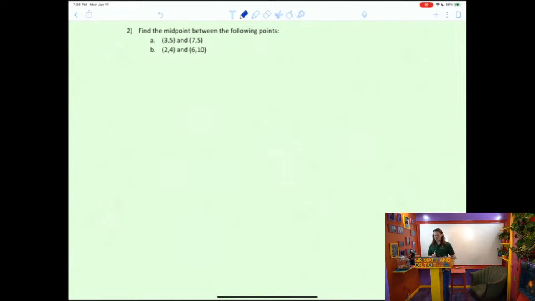Otherwise, let's look at question number 2. Here I'd like you to find the midpoint between the following points. A is the points (3, 5) and (7, 5). And B is the points (2, 4) and (6, 10). I'll give you 3 minutes and I'll start to solve 1 minute in.